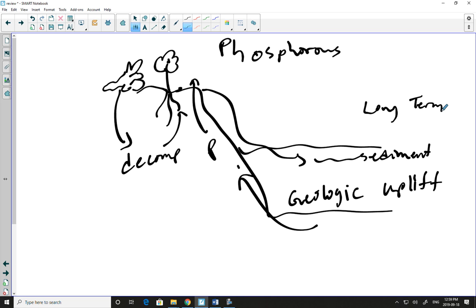Am I missing anything? I don't think so. Okay, so long term, short term. Pretty straightforward for phosphorus cycle, right?